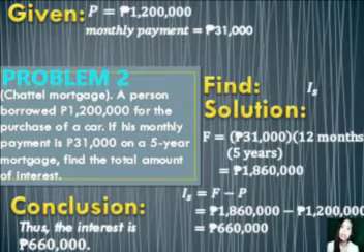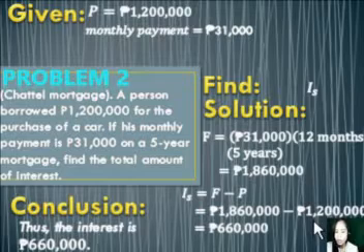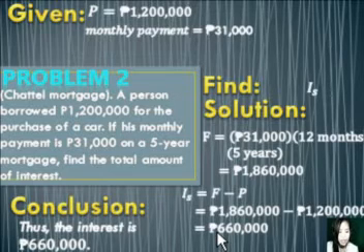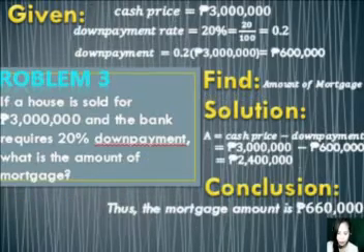However, we are looking for the interest. So how are you going to get the interest? Here, we'll have F minus P, that is 1,860,000 minus 1,200,000. The answer is 660,000 pesos. Thus, the interest is 660,000 pesos.